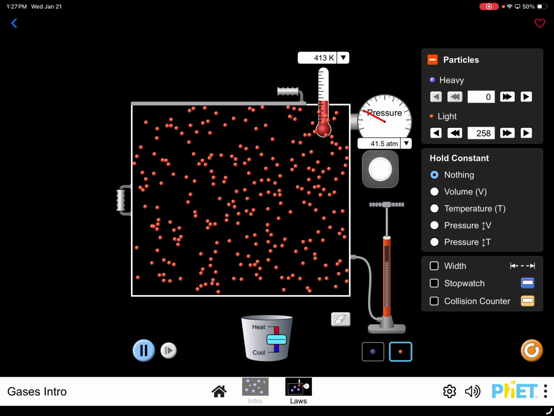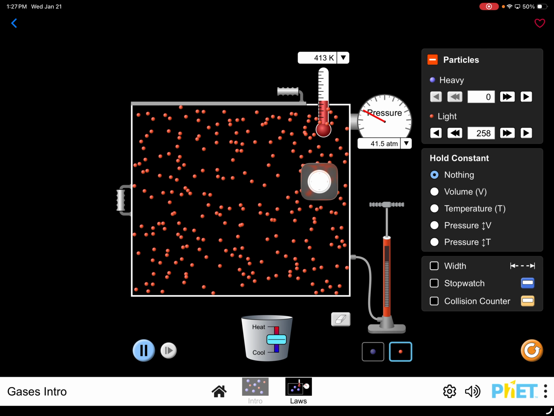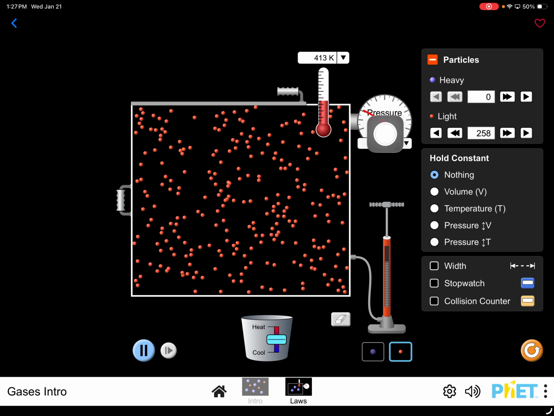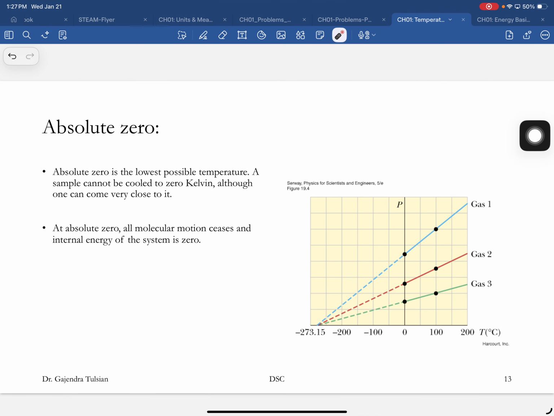So the pressure is 40 atmospheres. The pressure is because of these gas molecules bouncing off the wall, and they're exerting a force on the wall. So when the molecules all stop, the pressure will go to zero as well. And that's how absolute zero was discovered. You see all these lines meet at the same point, at the same temperature. So the pressure is going to zero at the same temperature. At absolute zero, all molecular motion ceases, and the internal energy of the system is zero.